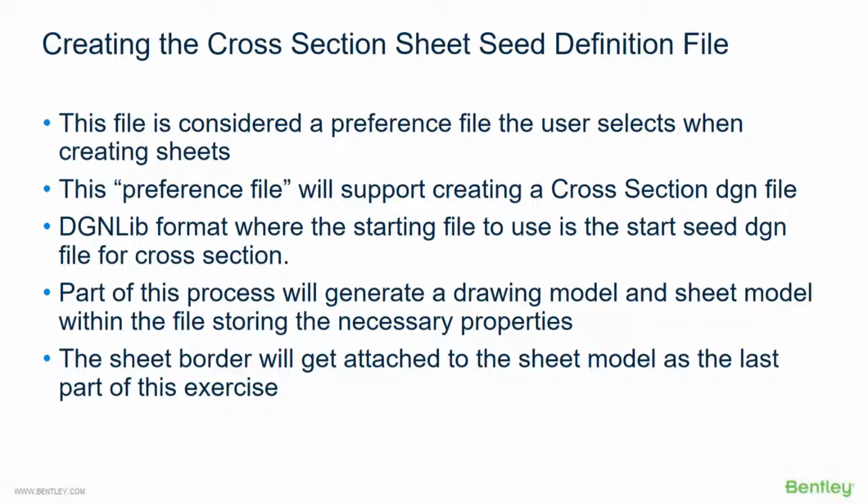We're going to be using the starter seed now for the cross-sections that we created. We're going to be generating a drawing model and sheet model again within this file that's going to store the necessary properties. And then lastly, don't forget about that sheet border. We'll be able to attach that to our sheet model or place it as a cell. So let's take a look at this last one.